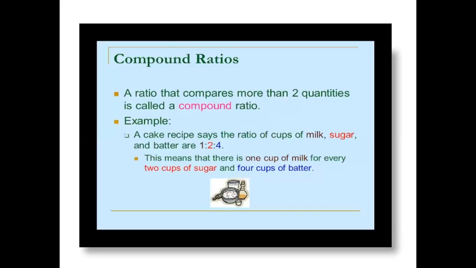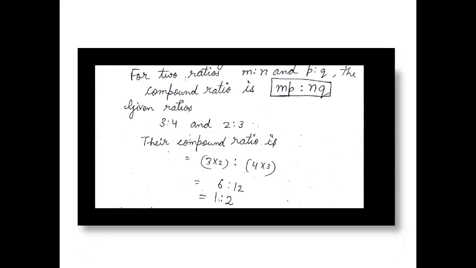A ratio that compares more than two quantities is called a compound ratio. For example, a cake recipe says the ratio of cups of milk, sugar, and batter is 1:2:4. This means that there is 1 cup of milk for every 2 cups of sugar and 4 cups of batter. For two ratios, M ratio N and P ratio Q, the compound ratio is MP ratio NQ.